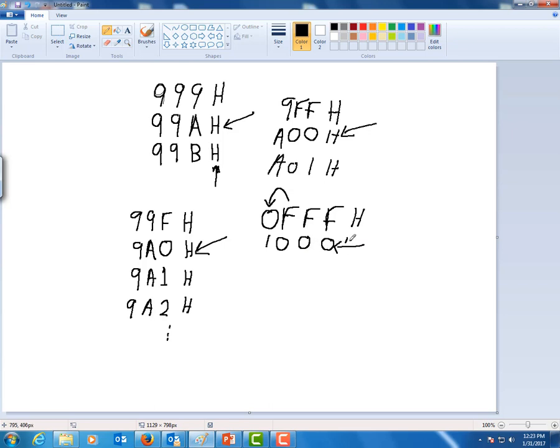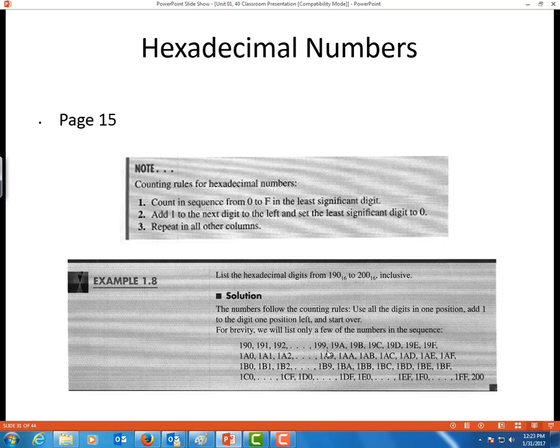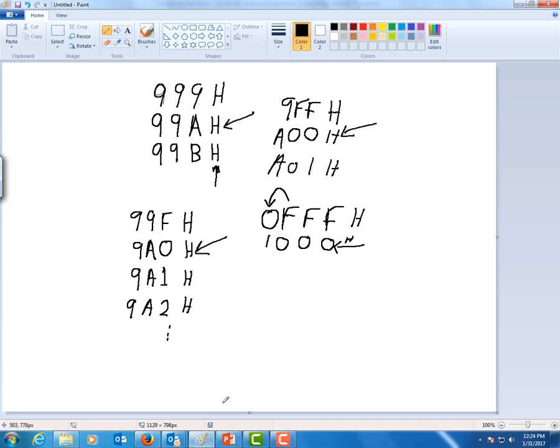I'm sorry, there should be a little H there. Hex. And what's that one? 1, 0, 0, 0 hex. So there we go. All right? And I think there's one more I would like to go over with you here. List hexadecimal digits 190 to 200. All right? So if we're going to talk 190 to 200, let's try this one.